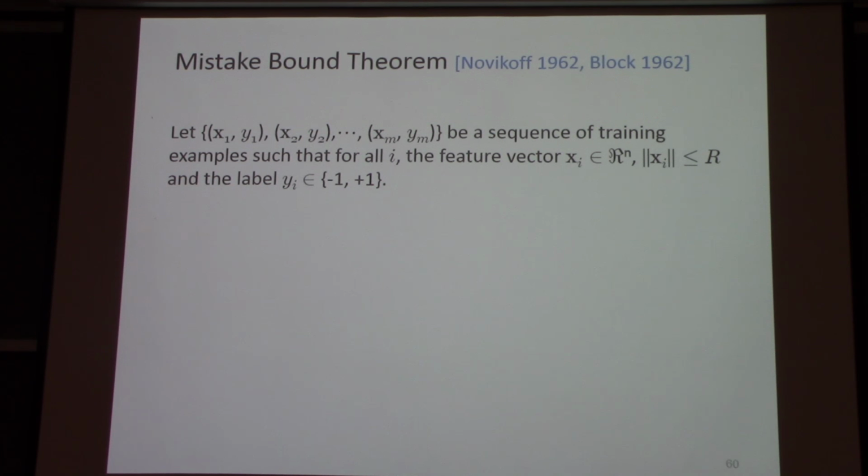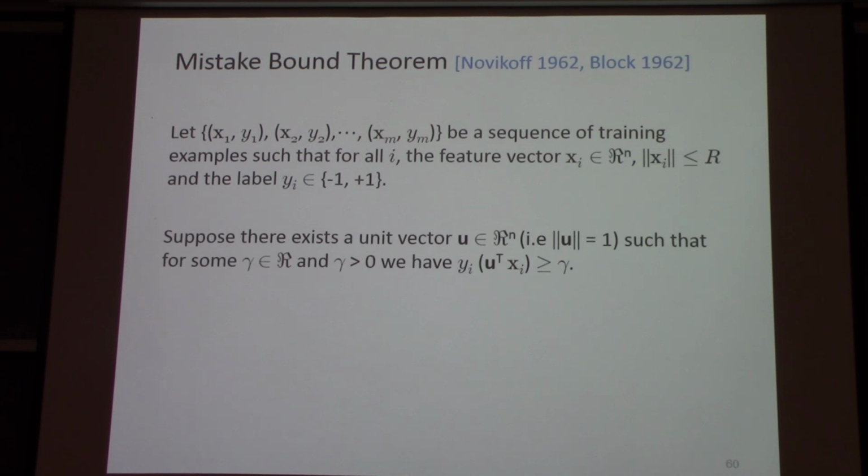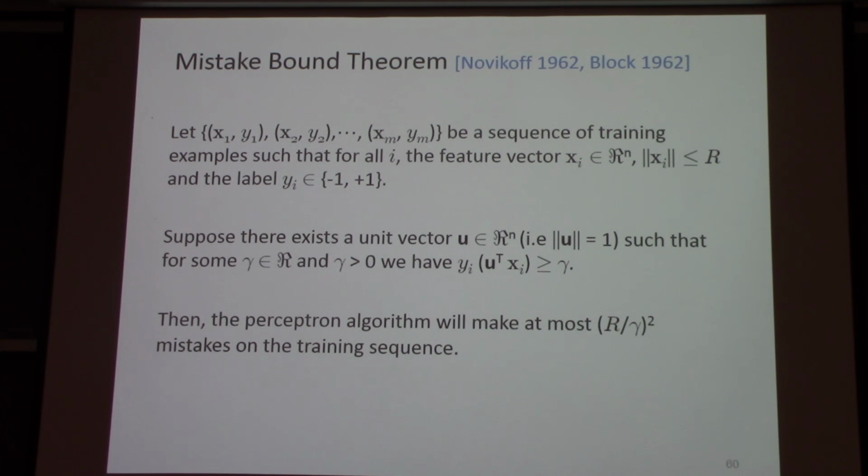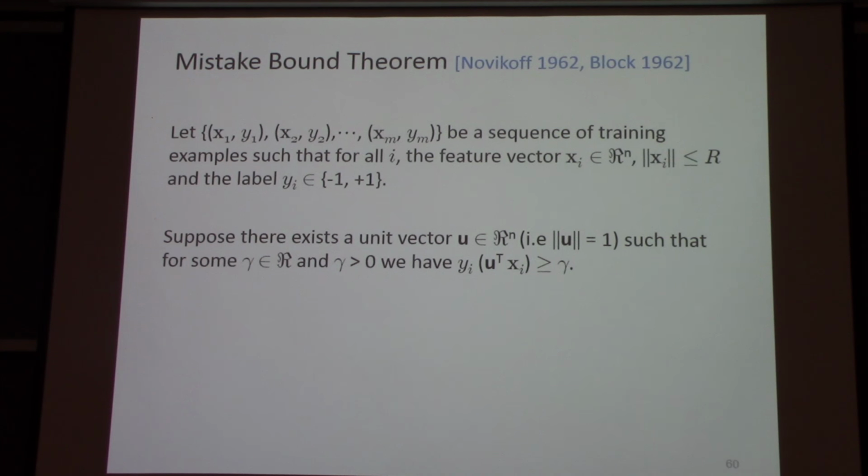Can I have a question? Sure. Why is gamma the margin? You mean the data has a margin gamma? So I've called the margin gamma here. Yeah, why gamma? Oh, good. The reason for that is because u is a unit vector.